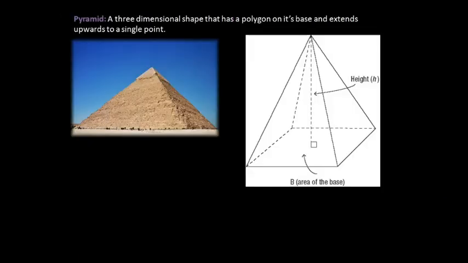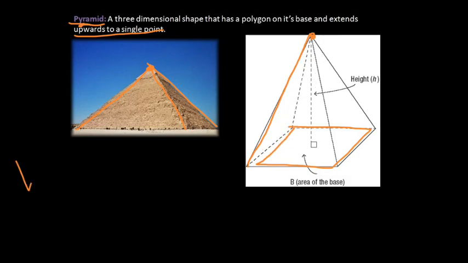There we go. A pyramid is a three-dimensional shape that has a polygon on its base and extends upward to a single point. Well, that's just to say it looks like this thing, right? That's the difference between a prism and a pyramid. A pyramid has this polygon on the base, but then it extends upwards, just like the pyramid in Giza, up to that single point. So here's our polygon base, right there, and then it extends upwards to that single point up at the top.